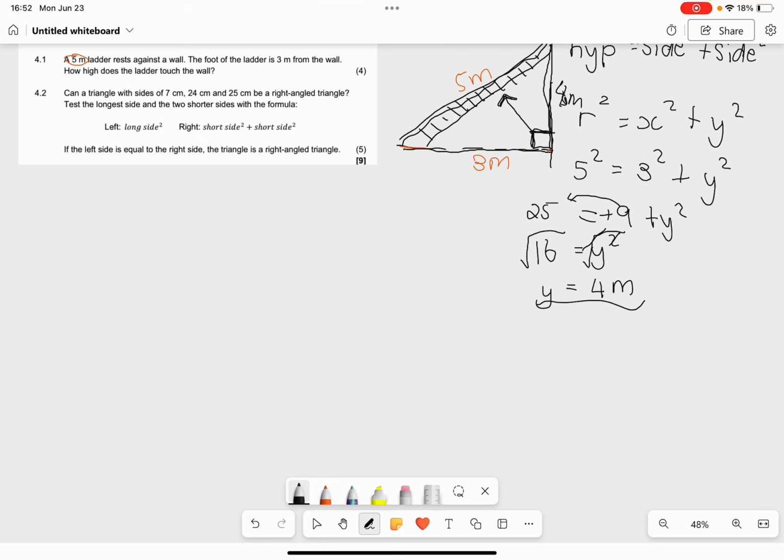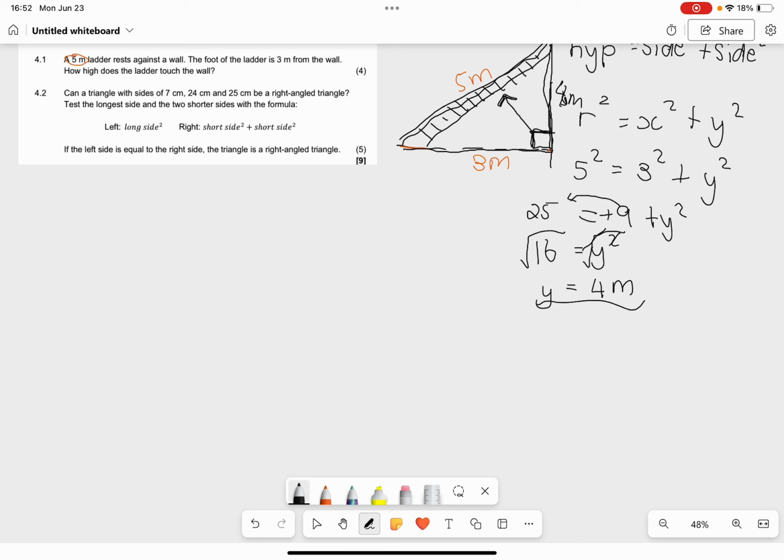Can a triangle with sides of 7 centimeters, 24 centimeters, and 25 centimeters be a right angle triangle? And they've given us here the test. Test the longest side and the 2 shorter sides with the formula. I want you to know one thing about the hypotenuse. It's longer than the other 2 sides. In length, the hypotenuse is longer than the other 2 sides.